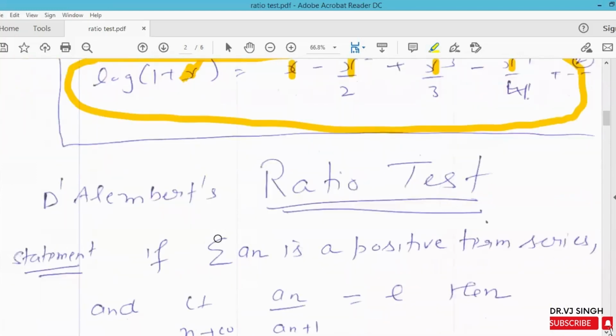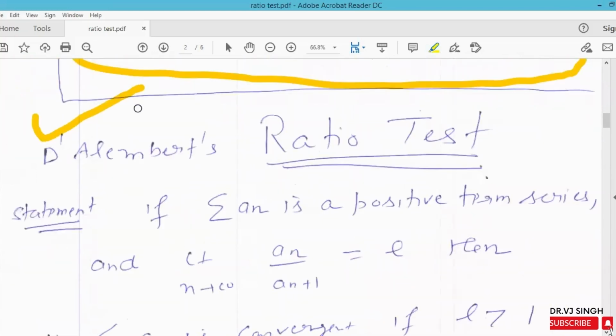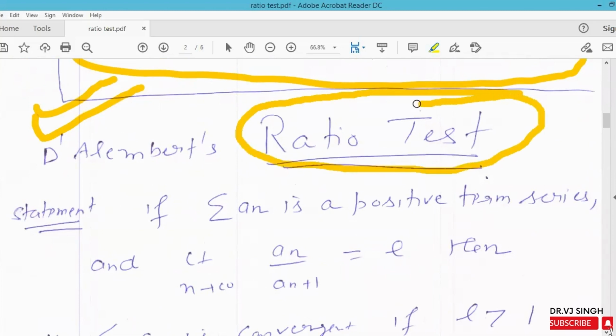Okay? So from here your lecture for today starts. What was taught earlier was only for revision. So now I start the lecture. Next test is ratio test, D'Alembert's ratio test. First of all, there is a 2 marks question, define ratio test.